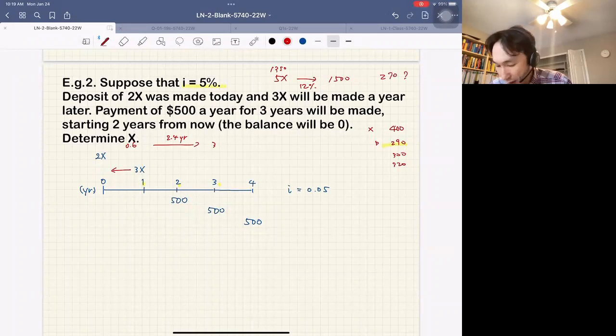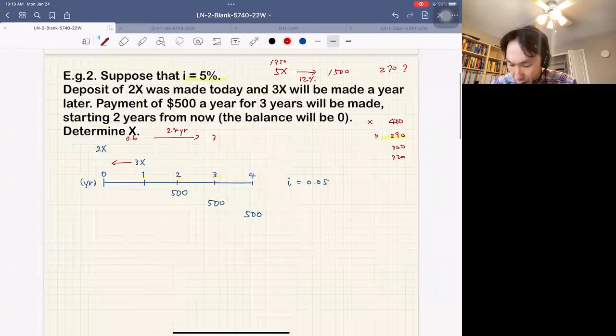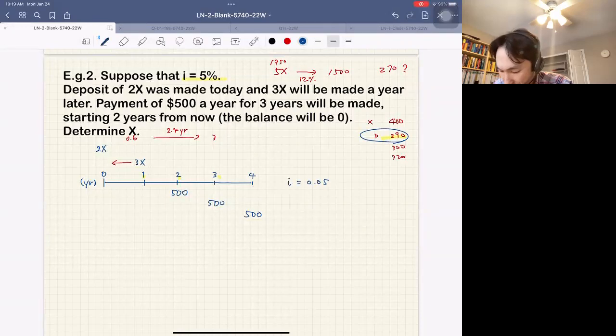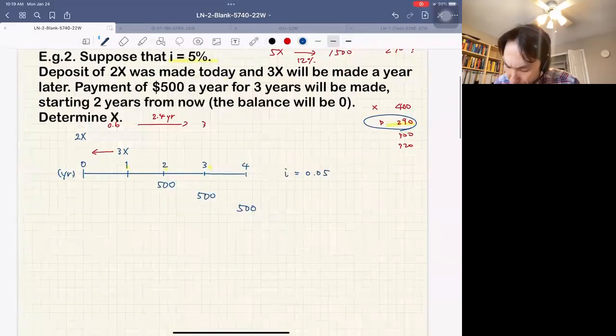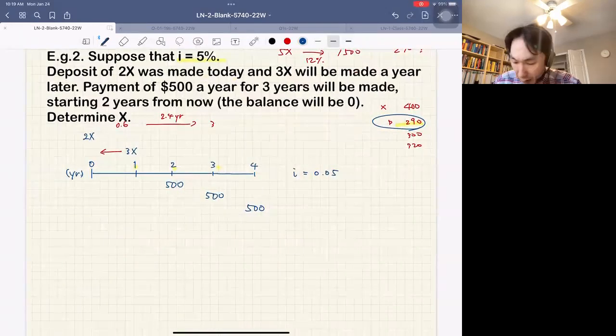So maybe all answers are probably larger than the truth. But maybe 290 is the best guess among these 4. Okay. So if you got the closest answer, you will get basically 2 points on your weekly quiz score. Okay, so we'll calculate it.